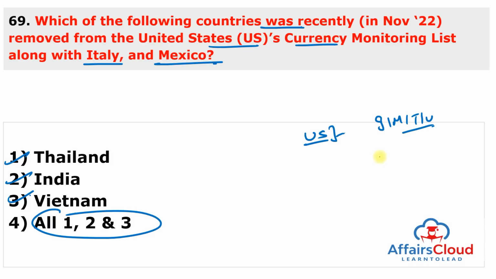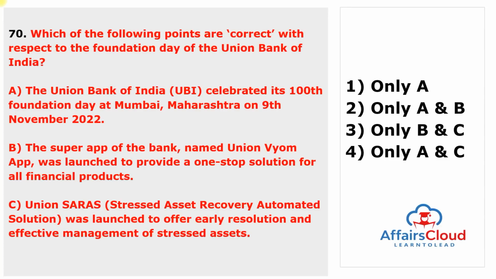And India had been on the list for the last 2 years. The move followed the US Secretary of the Treasury Janet Yellen's visit to New Delhi, where she held talks with Finance Minister Nirmala Sitharaman ji. China, Japan, Korea, Germany, Malaysia, Singapore and Taiwan are the 7 countries that are part of the current monitoring list. Moving to next question.